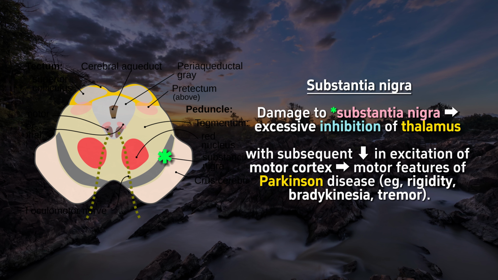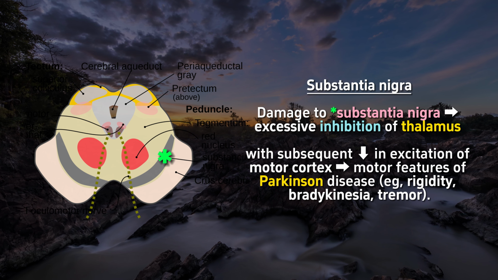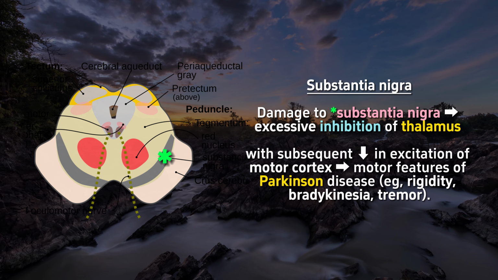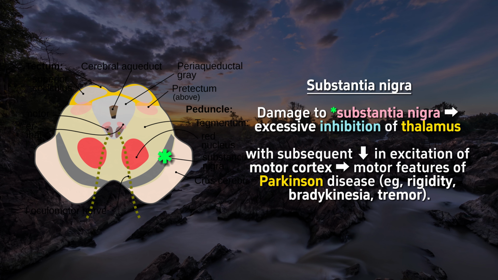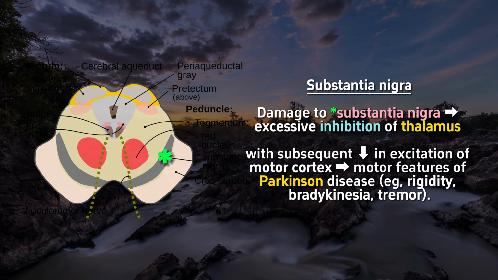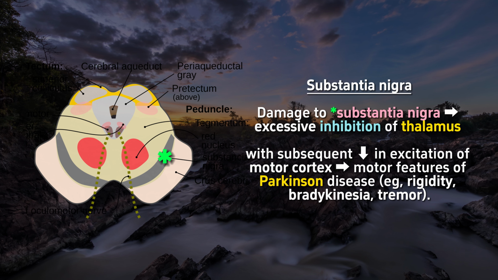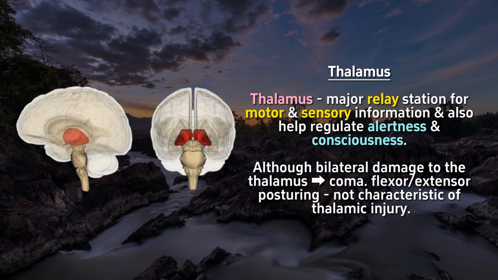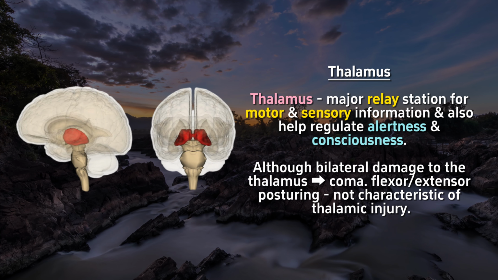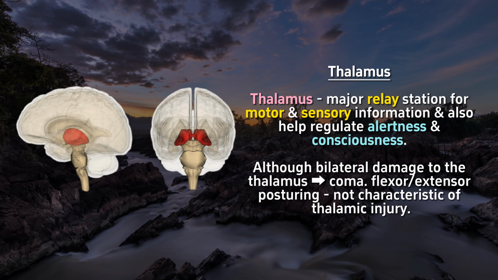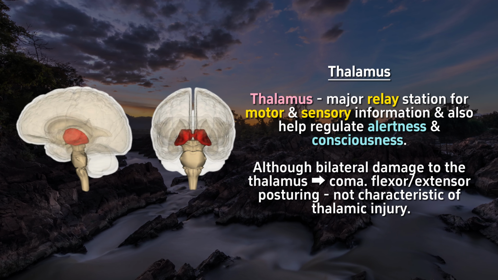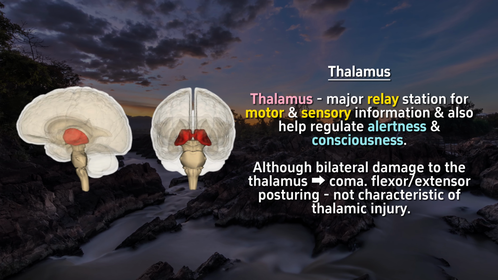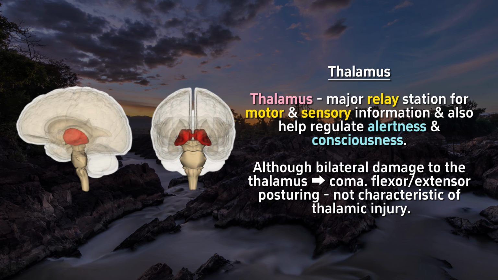Choice F. Damage to the substantia nigra can result in excessive inhibition of the thalamus, with subsequent decrease in excitation of the motor cortex. This leads to motor features of Parkinson disease, for example rigidity, bradykinesia, and tremor. Choice G. The thalamus is a major relay station for motor and sensory information, and also helps regulate alertness and consciousness. Although bilateral damage to the thalamus may result in coma, flexor-extensor posturing is not characteristic of thalamic injury.